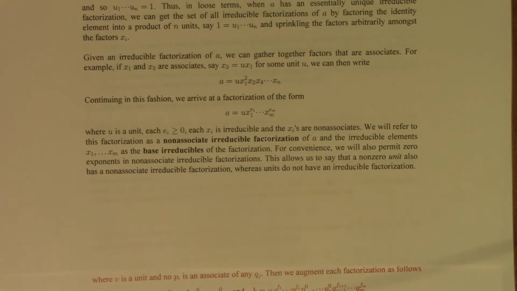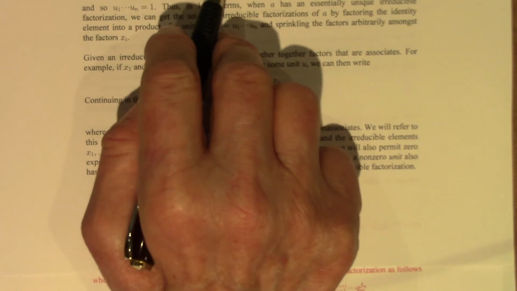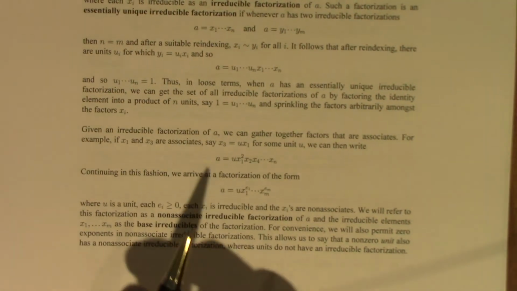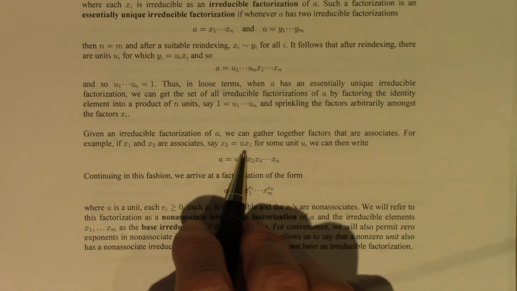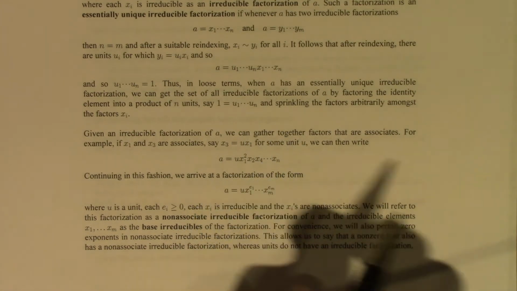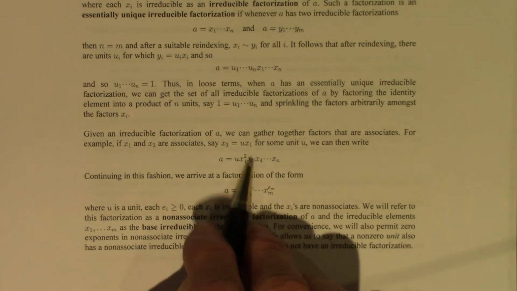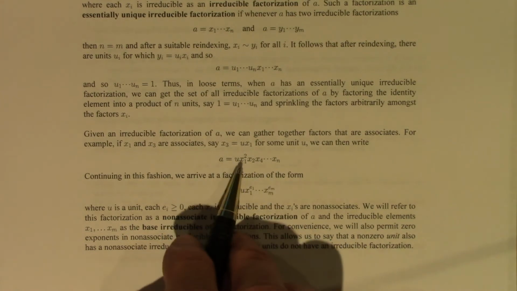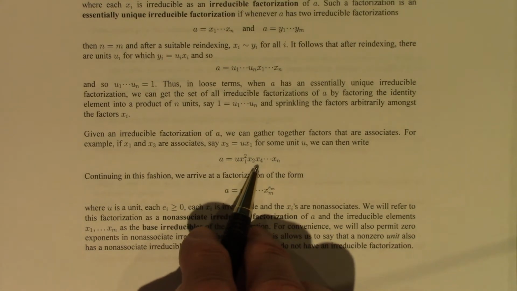Given an irreducible factorization of A, we can also gather together factors that are associates. So for example, take this irreducible factorization here. Suppose that x1 and x3 are associates. So x3 is ux1 for a unit u. Then we can replace x3 by ux1, and now the factorization looks like this. We got this unit factor, but now we have x1 squared and no x3 factor.